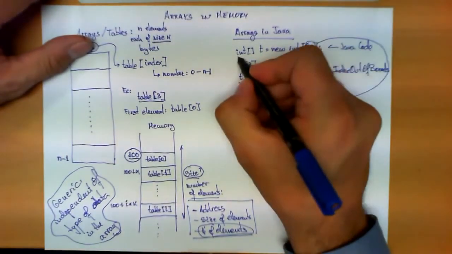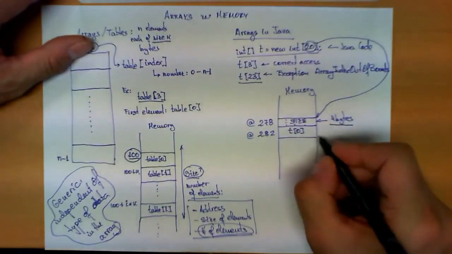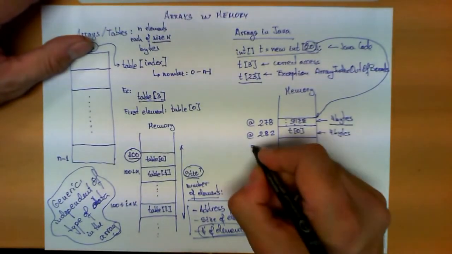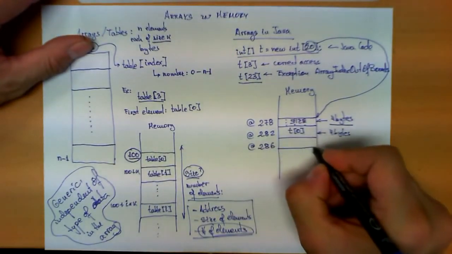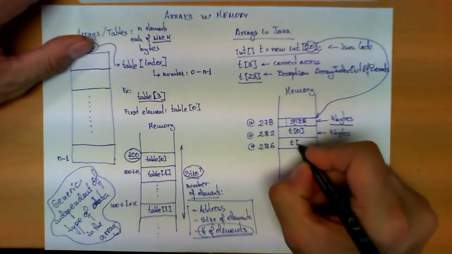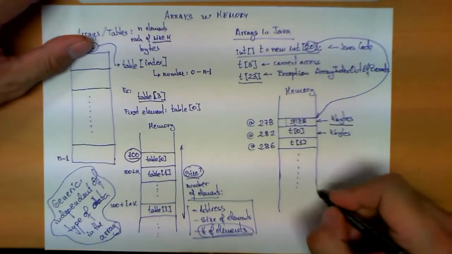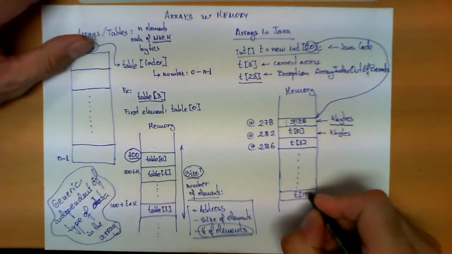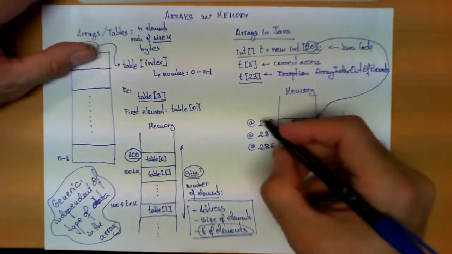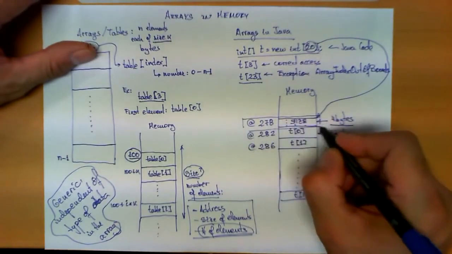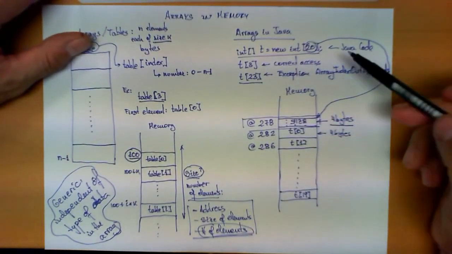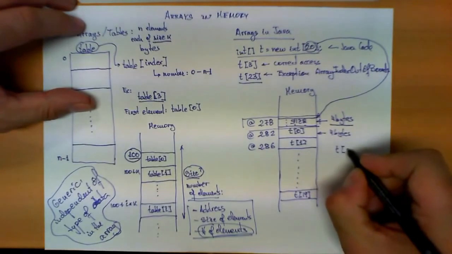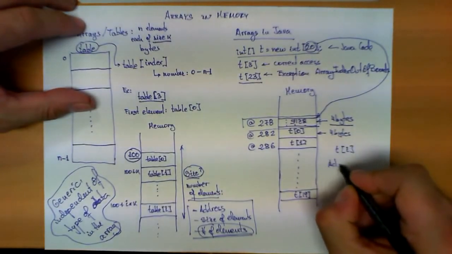And since we are considering for this example an array of integers, the integer occupies also 4 bytes, and therefore t of 1 would be in address 286. All the way down in memory to the last element of the array, which would be, in this case, t of 19. Now with this structure, remember, the first position of the array contains an integer encoding the size of the array.